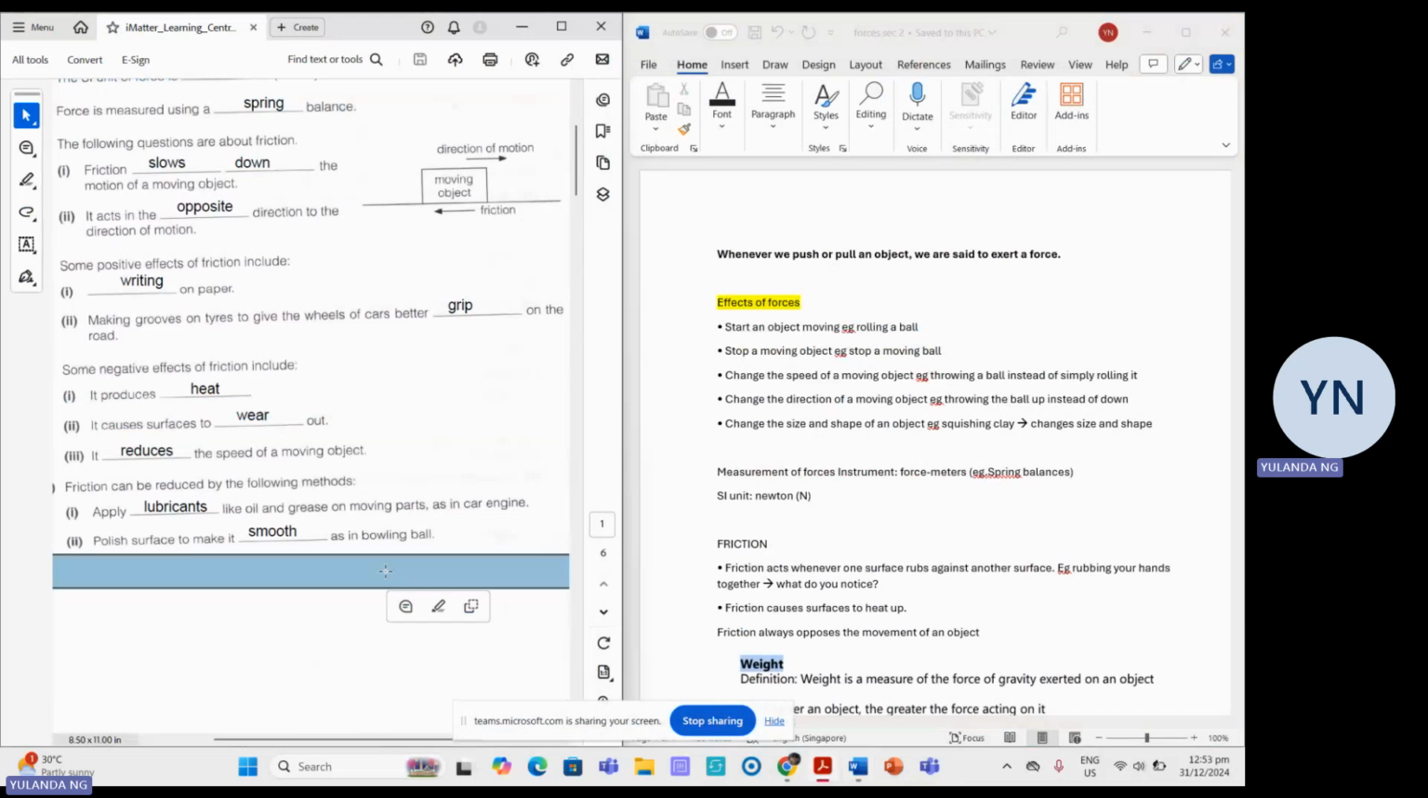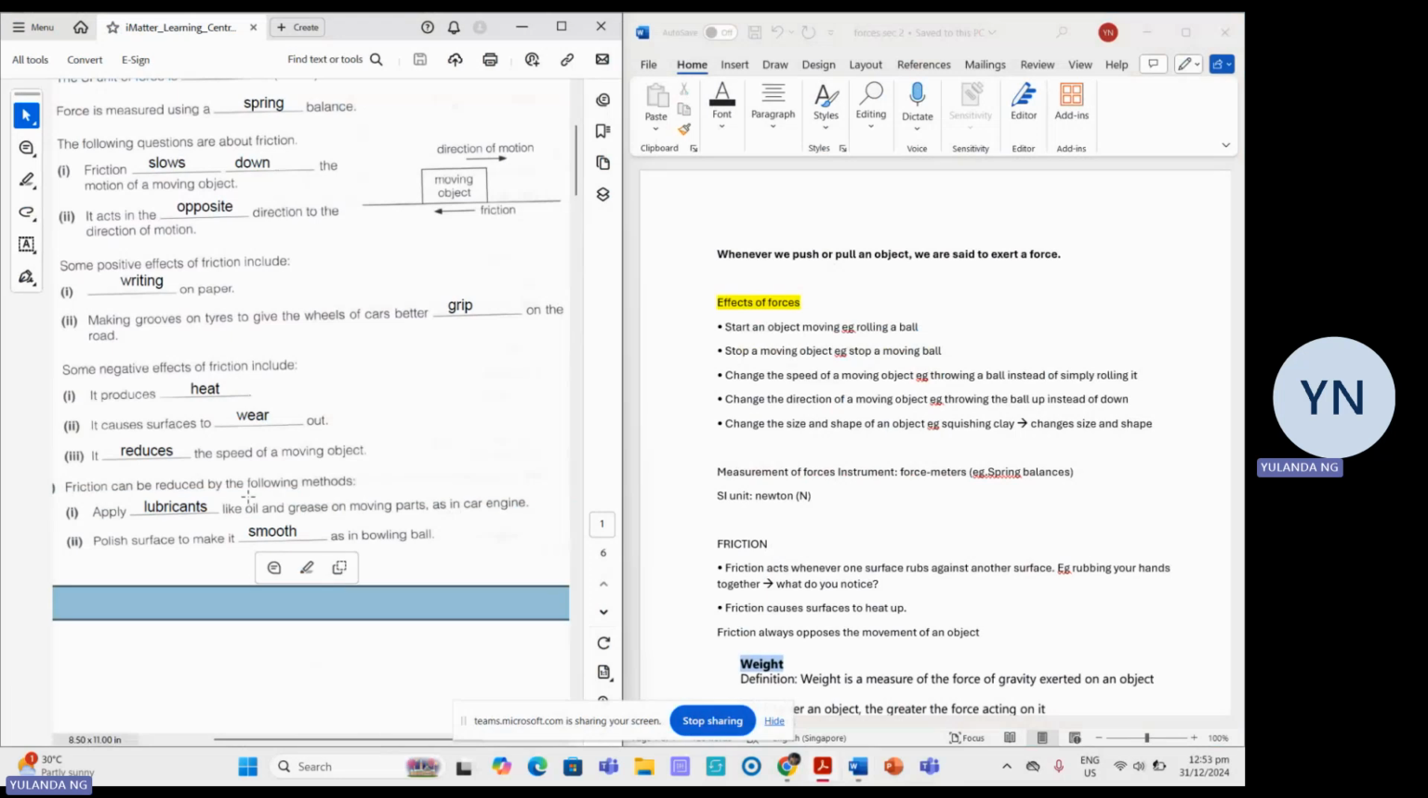Now, friction can be reduced by applying oil and grease. Oh wait, sorry. Let me highlight that part. Oil and grease, what are they known as? Lubricants. You also polish surfaces to make them smooth. So adding lubricants and polishing all help to reduce friction.